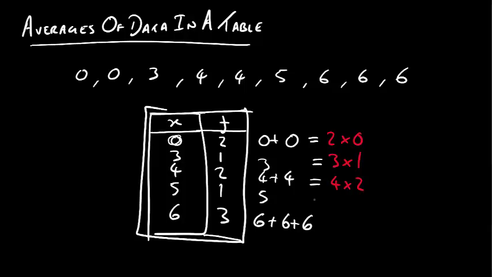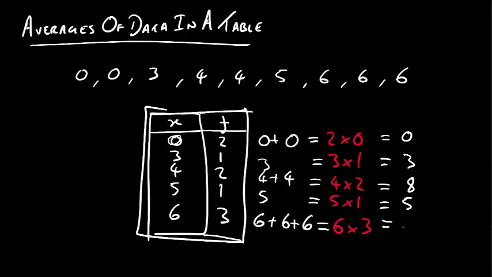Or 2 times 5, I've only got 1 5, so it's just 5 times 1. Okay, and then 6, well, I'm adding 6 3 times. So the shorthand way of writing that is 6 times 3. So let's have a look. So this is 0, this is 3, this is 8, this is 5, and this is 18.